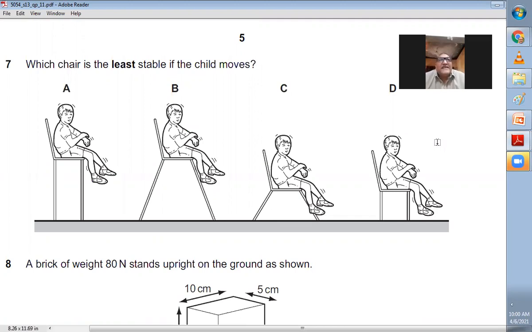Which chair is least stable if the child moves? The least stable will be that chair whose center of mass is highest and base area is smallest. So very easily you can see the base area smallest and the center of mass highest is in A. So question number 7, A is the choice.